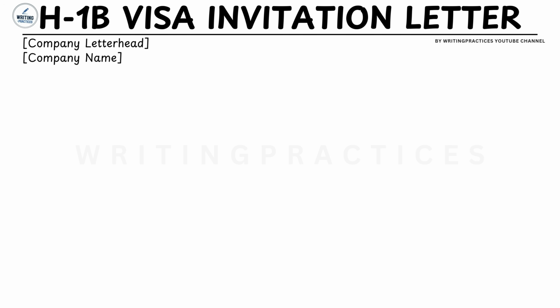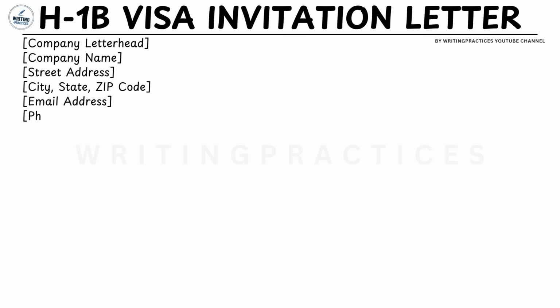Company letterhead. The first thing your letter needs is your company letterhead. This is placed right at the top of the page and should include the following information: company name, street address, city, state, zip code, email address, phone number, website URL. This section sets the professional tone and ensures the US consulate or embassy knows the letter is coming from an authorized representative of the US-based employer. It also provides all necessary contact details in case the officer reviewing the application needs to reach out for verification.